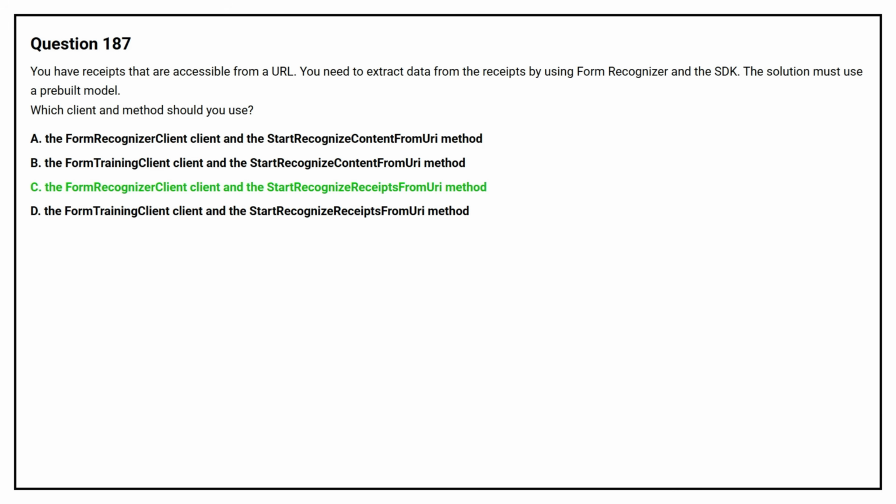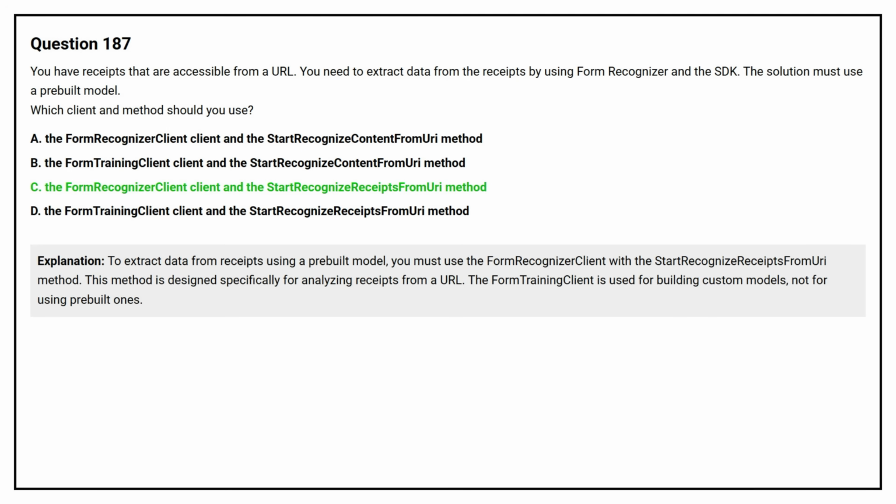The correct answer is Option C. To extract data from receipt using a pre-built model, you must use the Form Recognizer client with the StartRecognizeReceiptsFromUri method. This method is designed specifically for analyzing receipts from a URL. The Form Training client is used to build custom models, not for using pre-built ones.